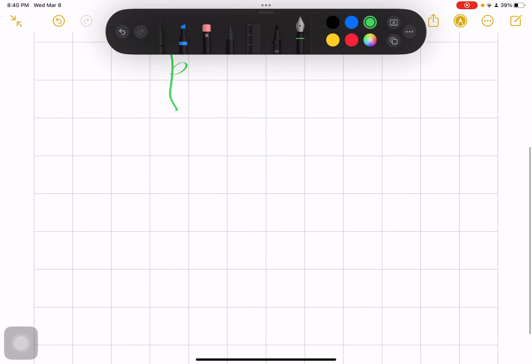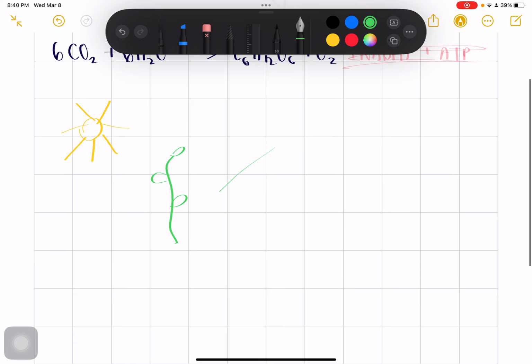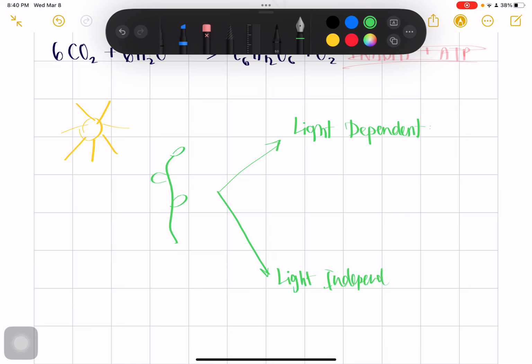So there's two types of photosynthesis. There is light dependent. So this is the one we were talking about, light dependent photosynthesis. And also there's another type called light independent. So light independent, as the name suggests, it's photosynthesis without the presence of light. However, there's also light dependent photosynthesis.